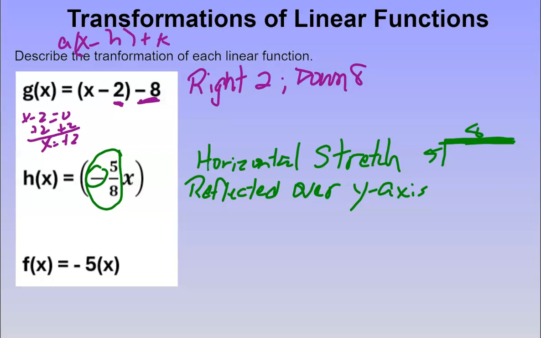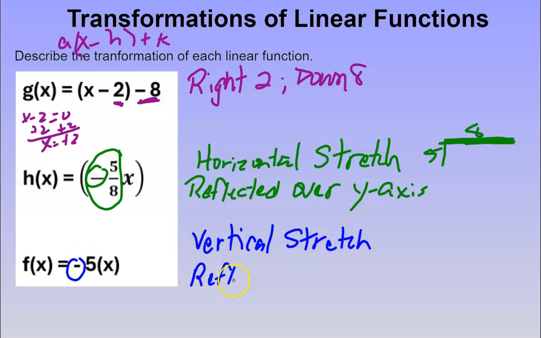And our last one, f of x equaling negative 5 on the outside times x. Again, I don't have any translations. I have a dilation. It's on the outside, so this is vertical. The absolute value of negative 5 is 5. When the a is bigger than 1 for a vertical, this would be a vertical stretch. And I do have a negative here. The negative's on the outside, so this is reflected over.